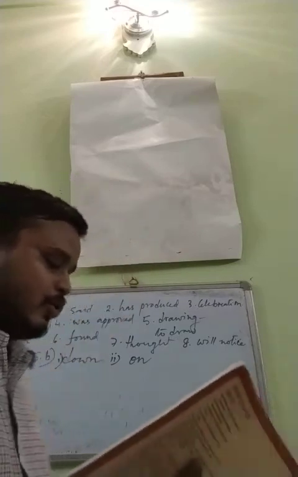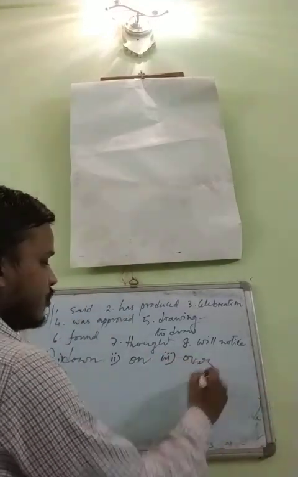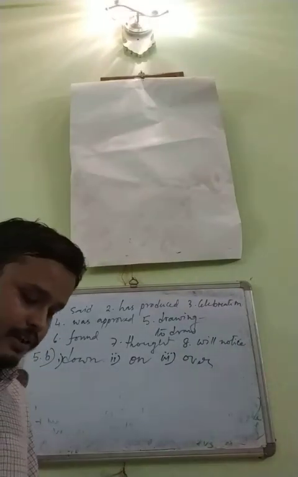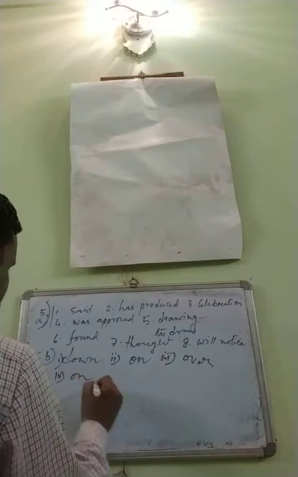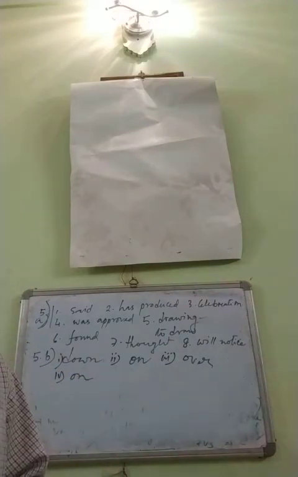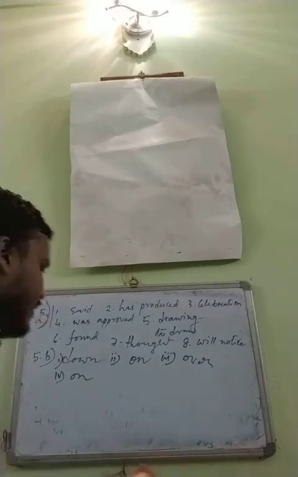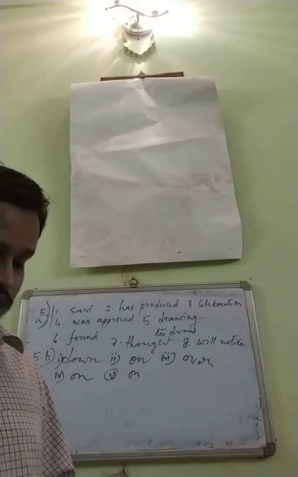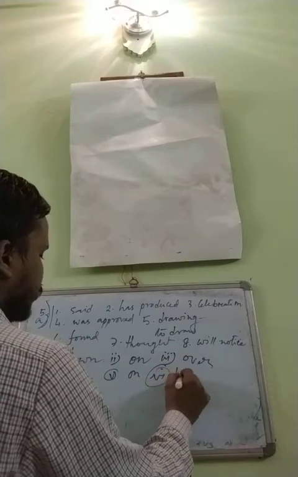Number 3, do not quarrel with your friend over a trifle. Number 4, he placed a blanket on her body. Next one, you can park your car on either side. Number 5, on either side. Next one, I see no difference between. Number 6, between.